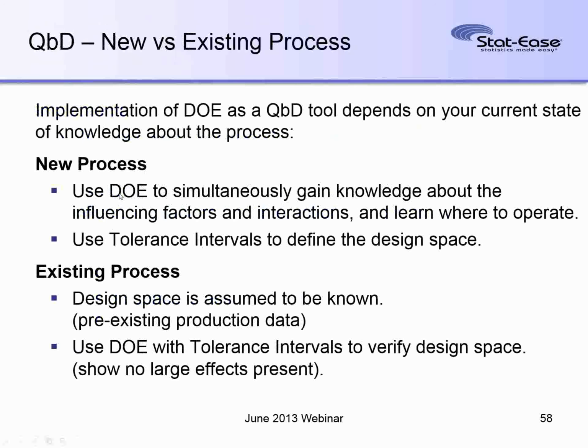With a new process, the goal will be to get things done simultaneously. You're learning how to optimize your process, and you want to be able to prove that it's stable wherever you decide to operate. Find the design space. The existing process, you have more knowledge than that. You know how to optimize it. You know how to make it work. Now you're trying to prove that it does. Please note the word prove in my statements.